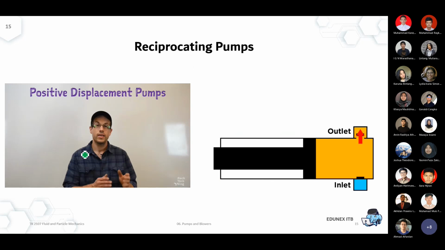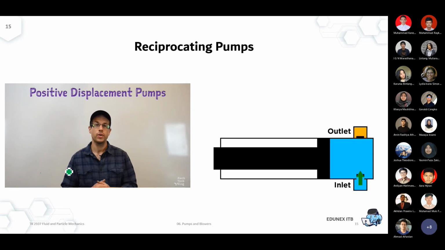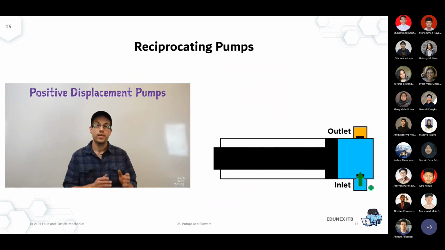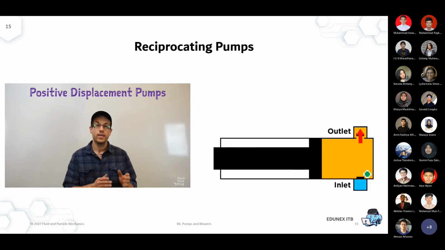For a reciprocating pump, okay, for the video, I will skip this part. So you can imagine it's like, what's the correct word here? Almost like an intermittent process. So there will be two parts of a reciprocating pump.